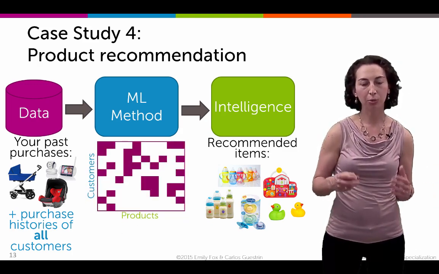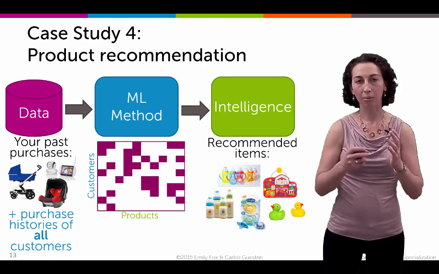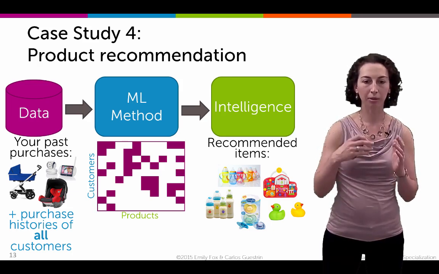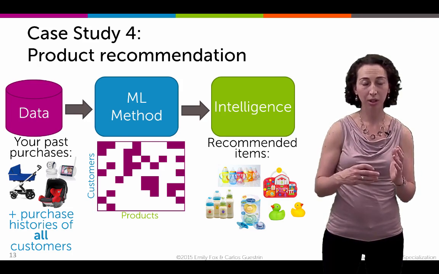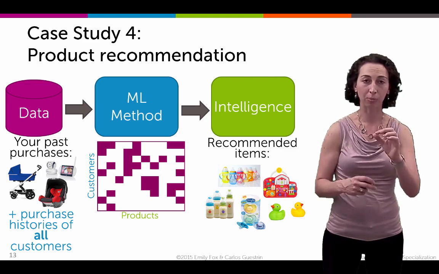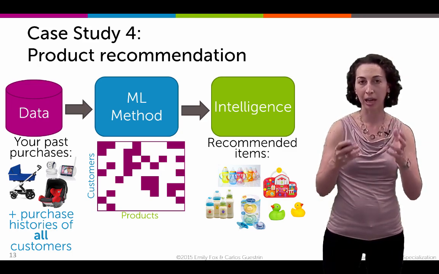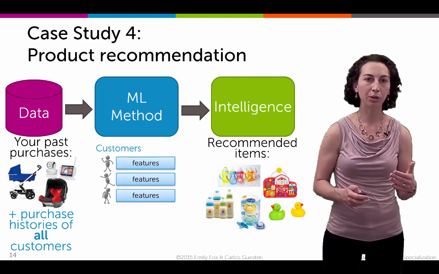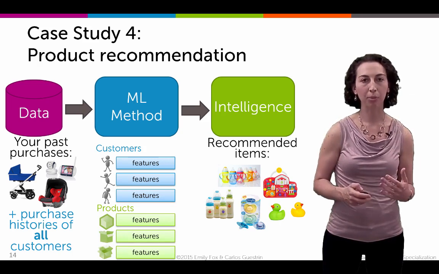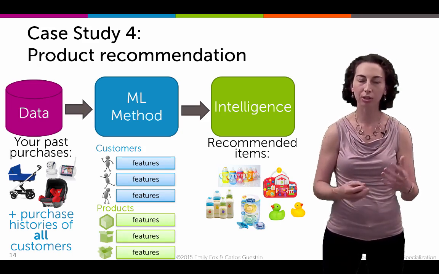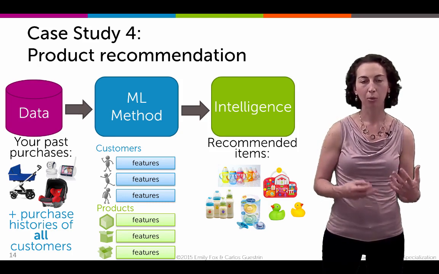But the key idea here is we're going to take this data and we're going to arrange it into this customers by products matrix, where the squares here indicate products that a customer actually purchased. So those are products that are liked by that customer. And from this matrix, we're going to learn features about users and features about products.